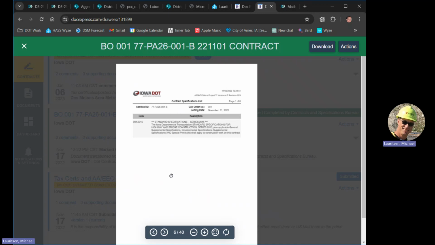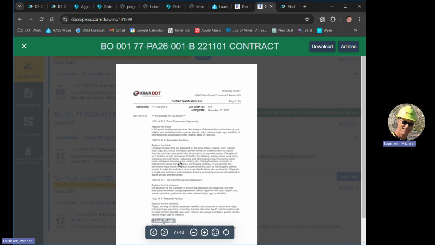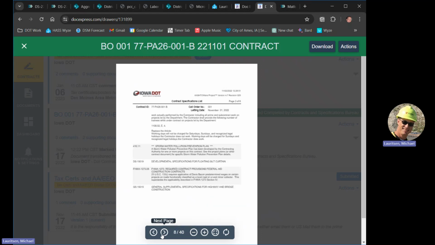Page 1 of 6, this is not the one I'm looking for. Page 2 of 6, this is not the one I'm looking for. Page 3 of 6, this is what I'm looking for. On page 3 here, one of the specifications applied to this contract is FHWA 1273, which is required contract provisions for federal aid construction contracts. This is how I really know that it's federally funded, because every federally funded project has this on it. So if it has the PED, it's going to be federally funded.